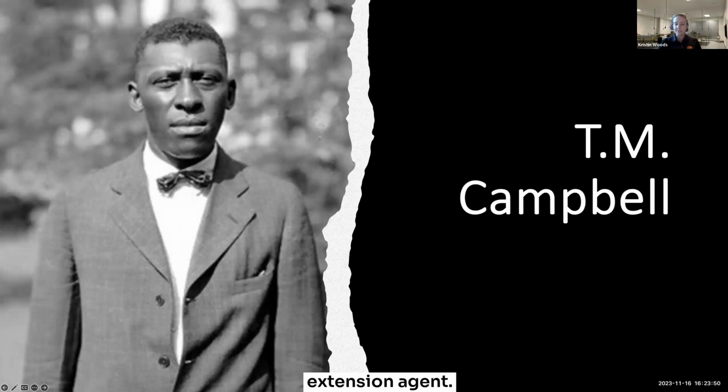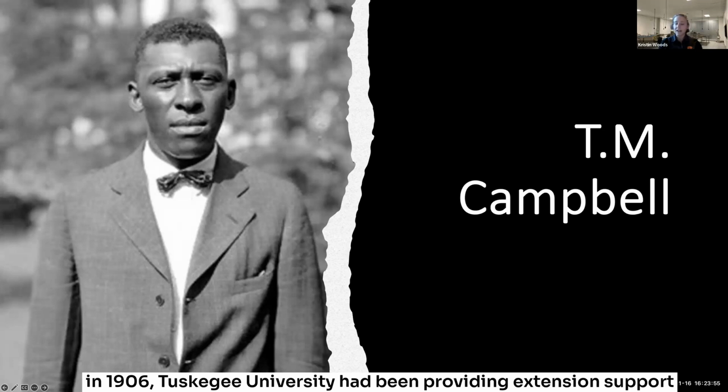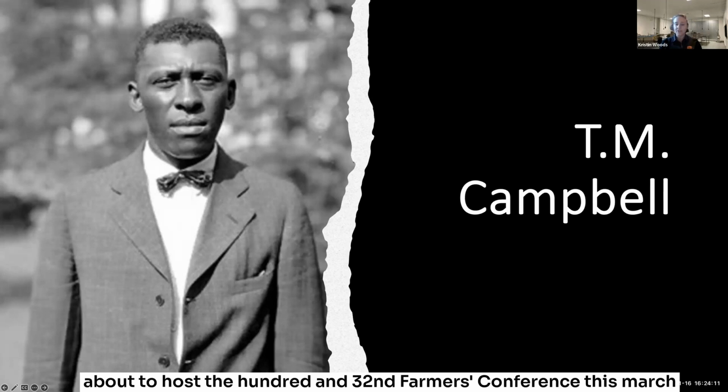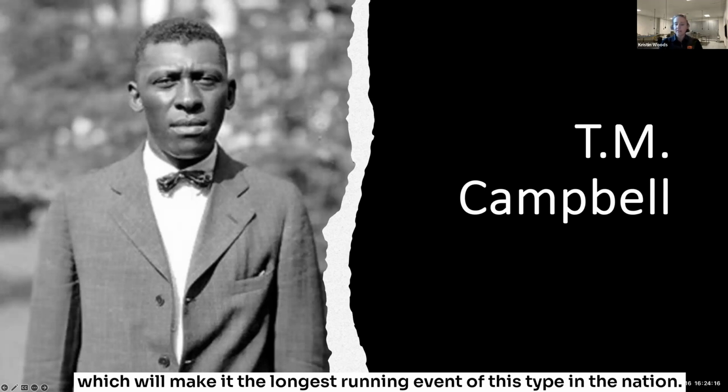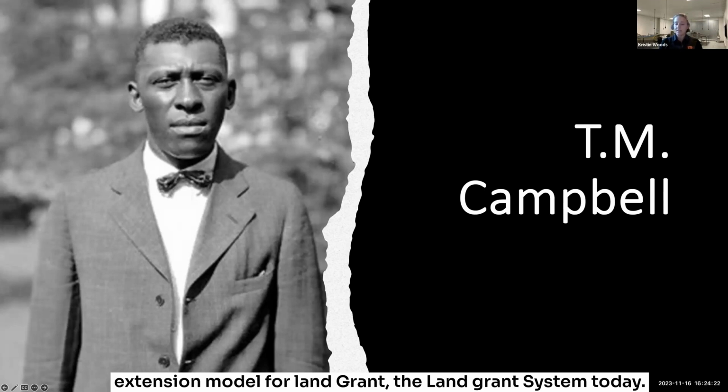Now, by this time in 1906, Tuskegee University had been providing extension support for decades via farm demonstrations, field visits, and the movable school. Additionally, the annual Farmers Conference was in its 15th year in 1906. And we are about to host the 132nd Farmers Conference this March, which will make it the longest running event of this type in the nation. This model of experiential learning and outreach became the extension model for the land grant system today.